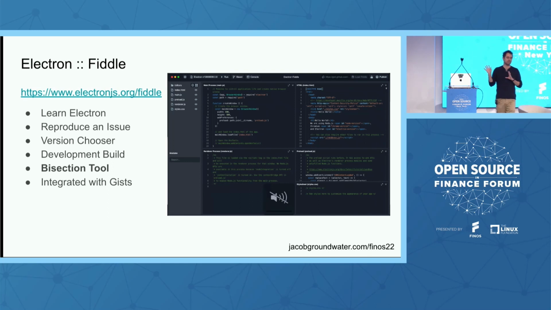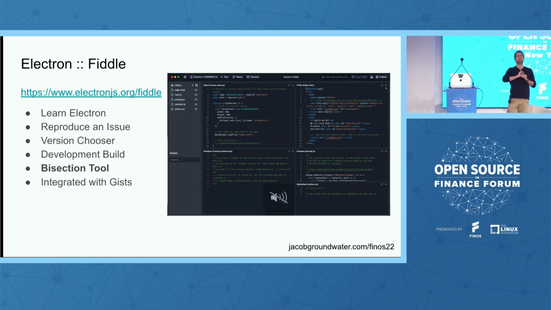So Fiddle is an app that you can download from electronjs.org/fiddle. It's kind of like JS Fiddle and all that. I hope it's not copyrighted. But it's a good way to learn Electron. And furthermore, you can upload the Fiddle that you create as a gist to GitHub, and then paste that link in the issue tracker for us.